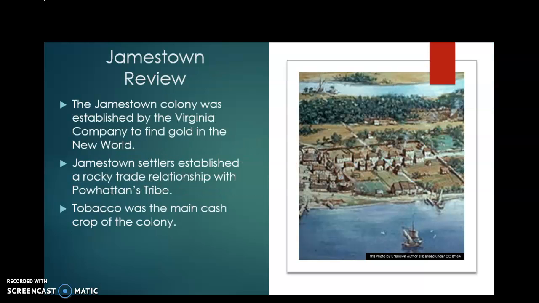Jamestown Review. The Jamestown colony was established by the Virginia Company to find gold in the New World. Jamestown settlers established a rocky trade relationship with Powhatan's tribe. So that was the Native American tribe that had already lived in Jamestown before the European colonists came. And the cash crop of the colony was tobacco.